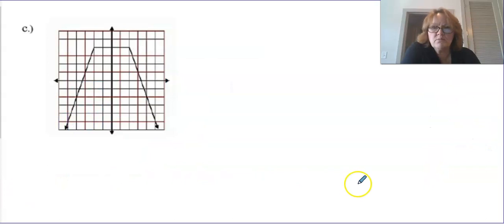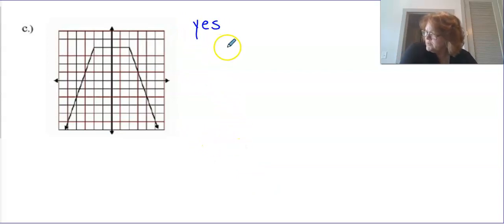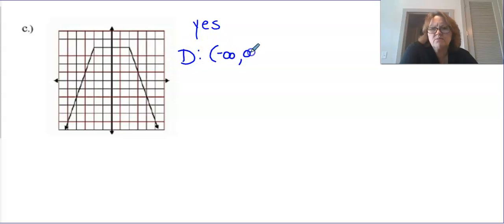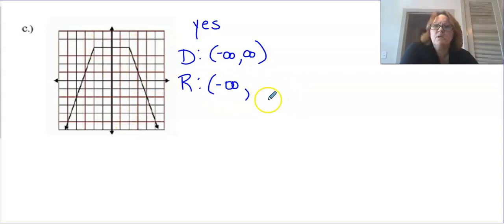All right, for C, this is a function also. It passes the vertical line test. It looks weird, but it's still a function. The domain here, it goes forever to the left, forever to the right. So domain is negative infinity to positive infinity. The range, it does come from negative infinity, so we can put that first. But then it stops at, what is that? 1, 2, 3. Yeah. Even though there's no line right here, that's the 3 line.